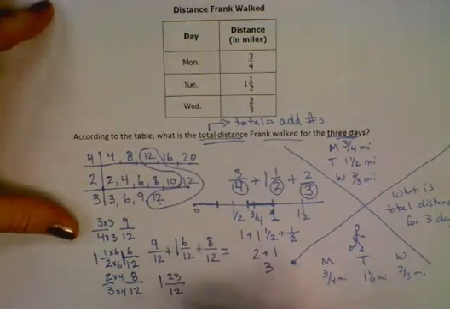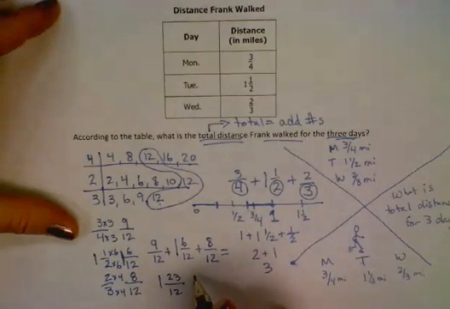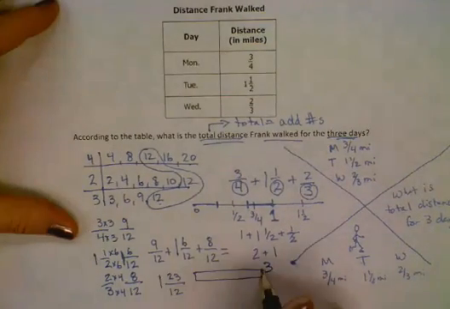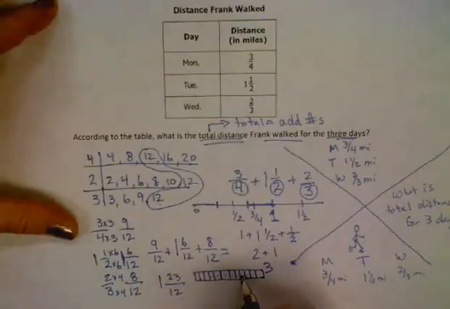But I notice now I have an improper fraction, or a fraction greater than 1. I have 23/12. So I'm going to draw a picture of 12ths. 1, 2, 3, 4, 5. 1, 2, 3, 4, 5. 1, 2, 3, 4, 5, 6, 7, 8, 9, 10, 11, 12. And I'm going to color it in. 1, 2, 3, 4, 5, 6, 7, 8, 9, 10, 11, 12.